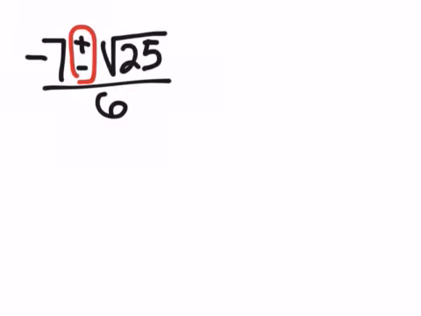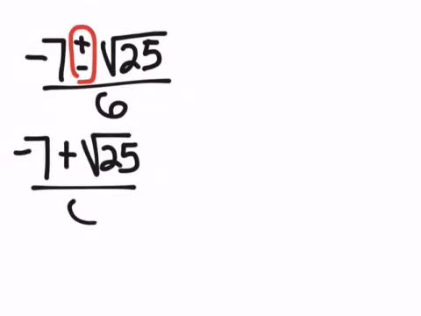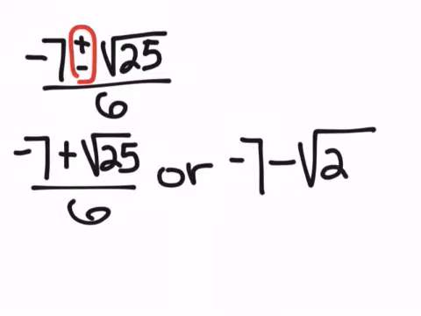Well, if you remember, when we solved a quadratic and we factored it, we always had 2 roots, or 2 values of x that would make it equal to 0. So we still have 2, but we need to write them separately. Negative 7 plus the square root of 25 over 6, or negative 7 minus the square root of 25 over 6. So now we just want to solve each one of these.